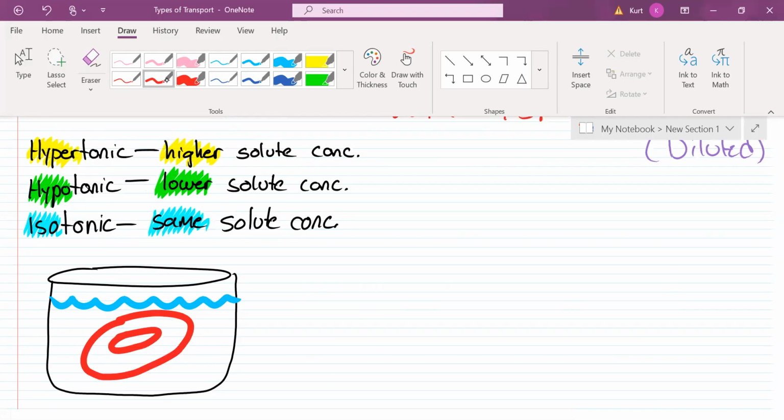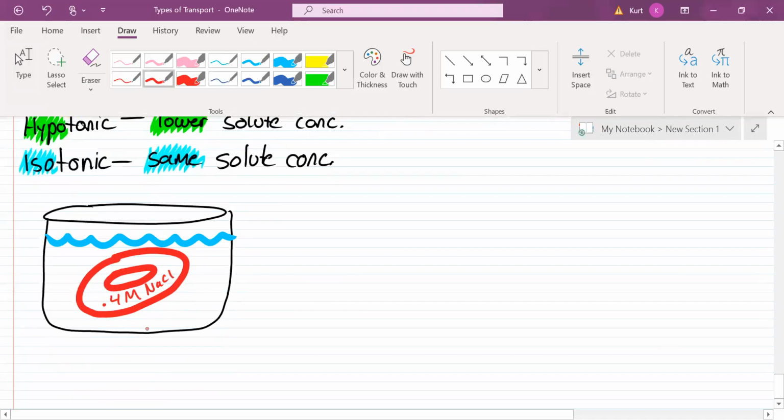Okay? Now, let's say that inside the red blood cell is 0.4 molar sodium chloride, just some solute there. And you also have sodium chloride in the water, but the water is going to be 0.1 molar sodium chloride. Which region has more solute? Inside the cell or in the solution? The solution is what the cell is floating inside of. All this is the solution. What has more solute? If you said the cell has more, you are correct.